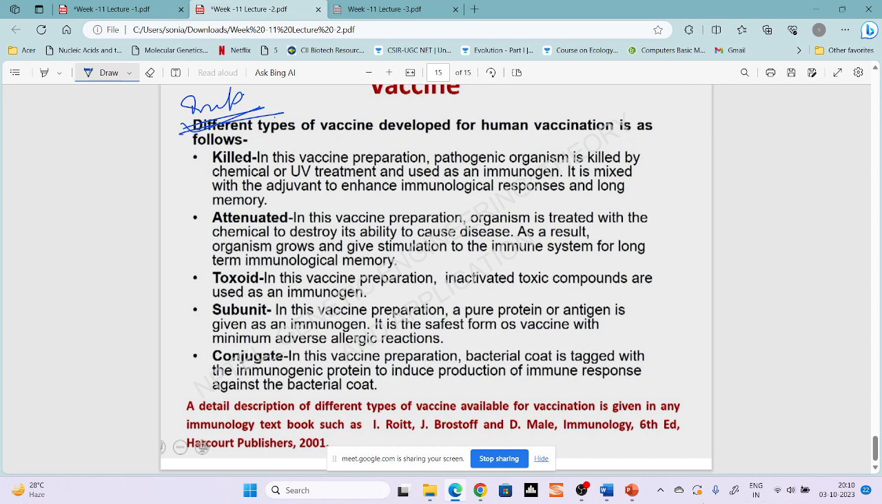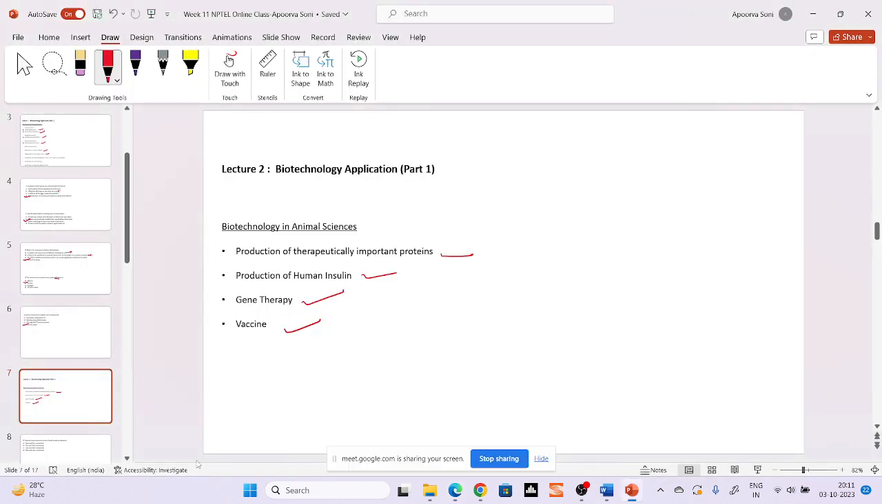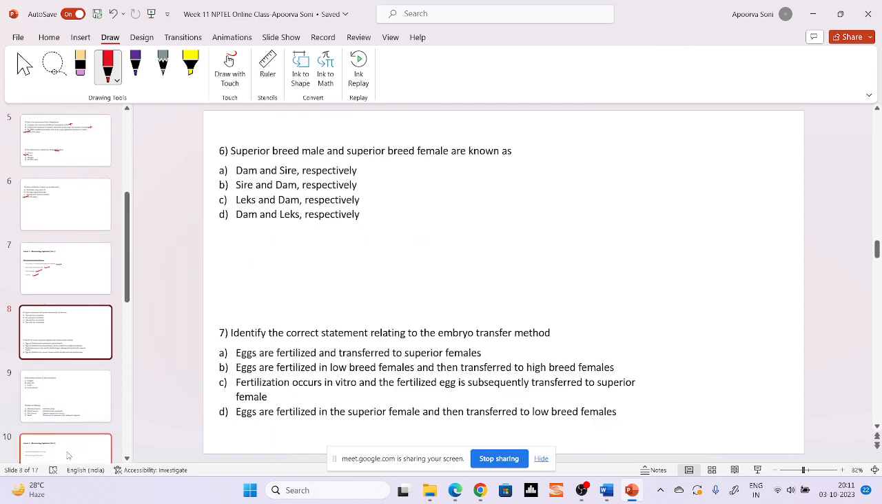Now we'll just go through the questions. So the first question is: superior breed male and superior breed female are known as dam and sire respectively, sire and dams, legs and dams, dams and legs. So what is the answer? Option A, dam and sire respectively. Yes, option A is the right answer.